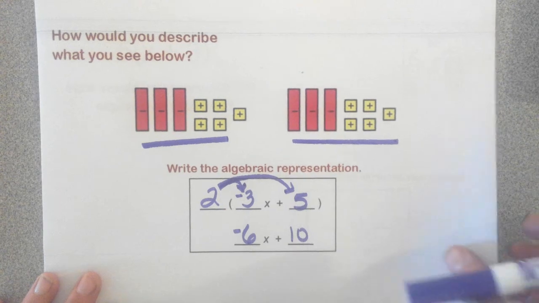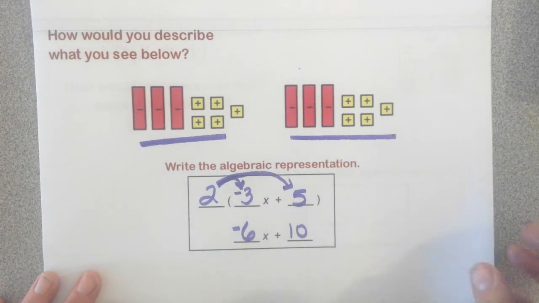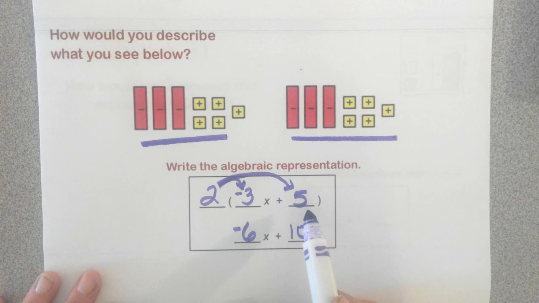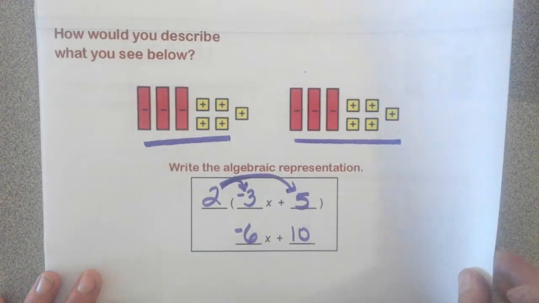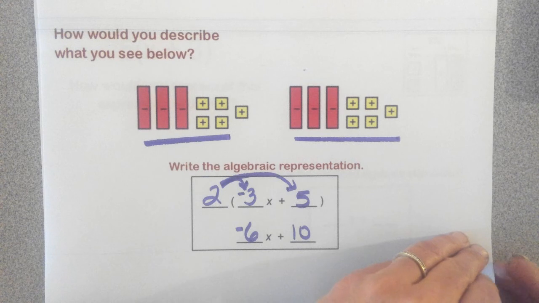Well, what I'm showing you, this little strategy here, is called distributive property. I'm taking the 2 and distributing it to the negative 3x, and the 2 gets distributed to the plus 5. And we call it hippity-hoppity distributive property. Be very careful. Most people that get it wrong, they do the hippity and forget the hoppity.